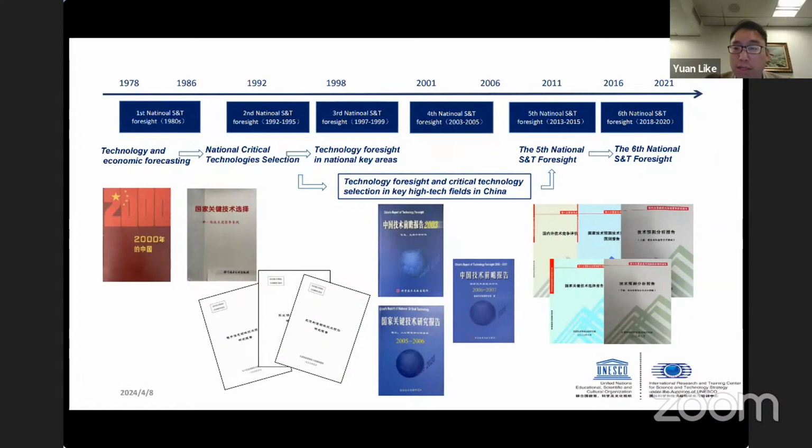These slides show us some of the detailed history about Foresight activities launched by the Ministry of Science and Technology for Development.